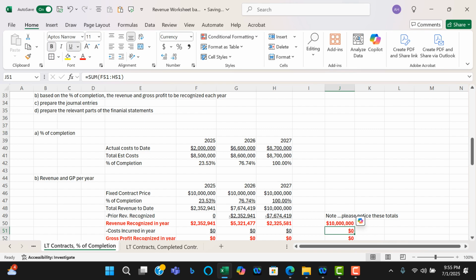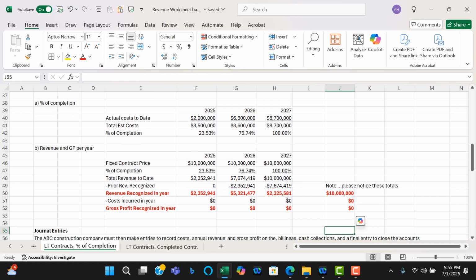Okay, now, so we've got our revenue. Now what we've got to do is calculate the gross profit that we're going to recognize each year. And keep in mind, gross profit is just going to be your revenue less your costs incurred during the year. Okay, so your actual costs incurred during the year.